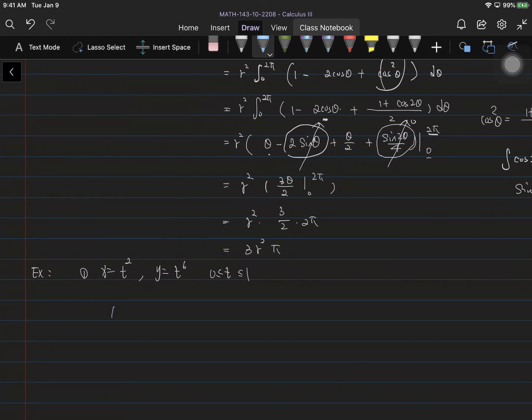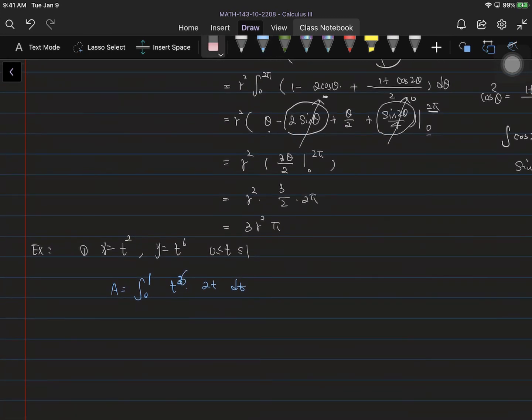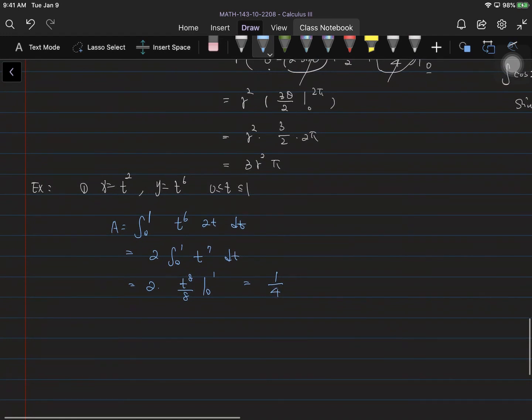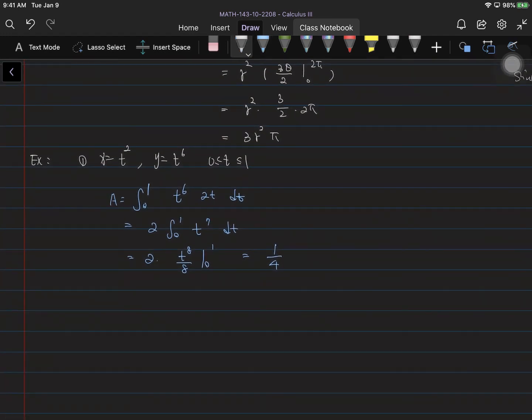Area equals the integral from 0 to 1 of y dx, and dx is 2t dt. Oh, and y is t to the 6th, right? Now just simplify. Take the 2 to the front, t to the 7 dt, and evaluate this one. So t to the 8 over 8 from 0 to 1, right? Pretty easy. So the final answer should be 1 fourth.